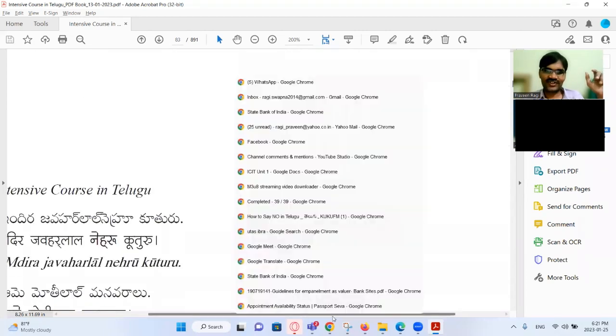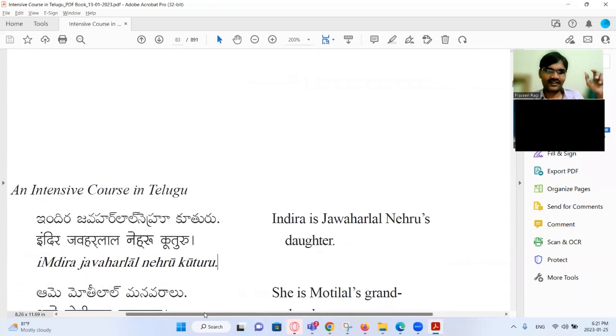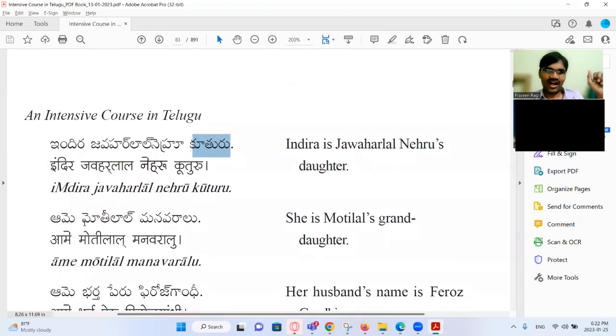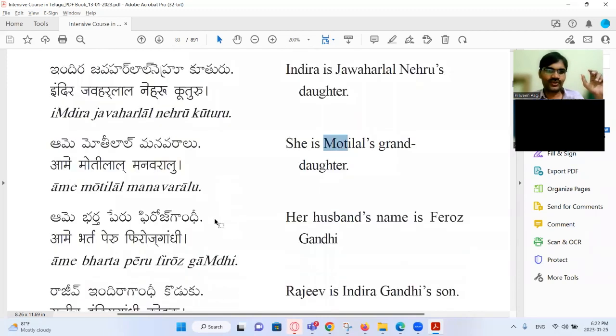Okay, next we have here. Indira is Jawaharlal Nehru's daughter. So here also, no change. Jawaharlal Nehru kuturu. Daughter means kuturu. Okay, kuturu. Ame Motilal manavaralu. She is Motilal's granddaughter. So granddaughter means manavaralu.